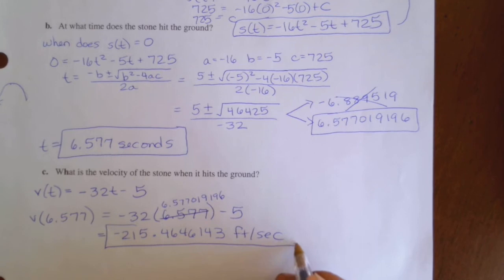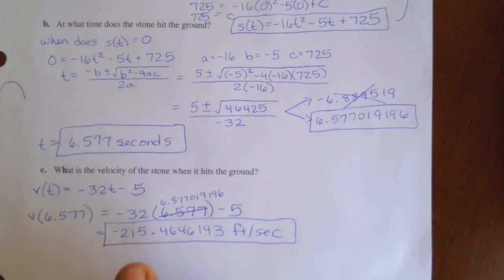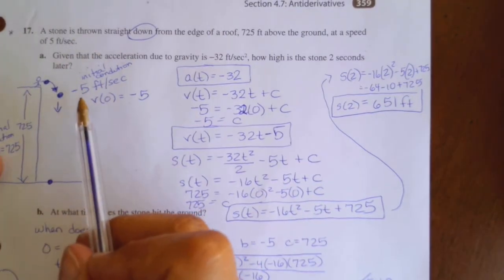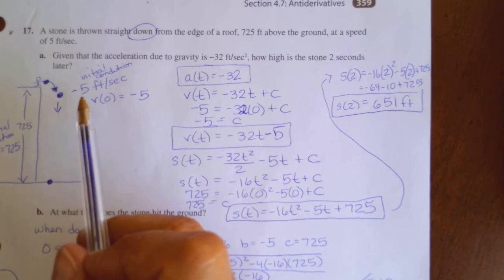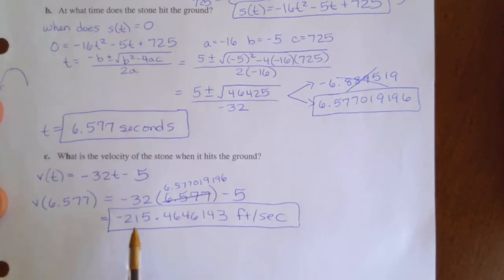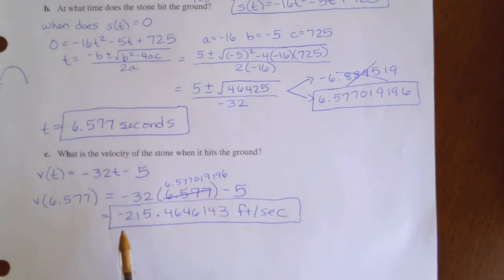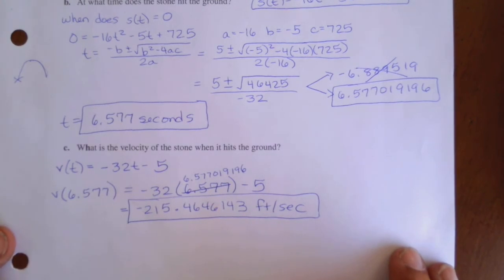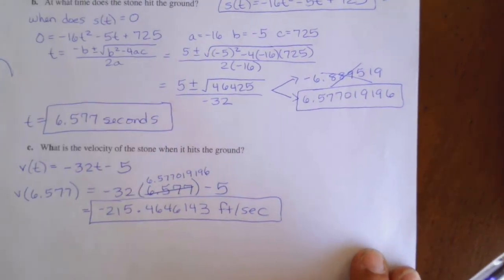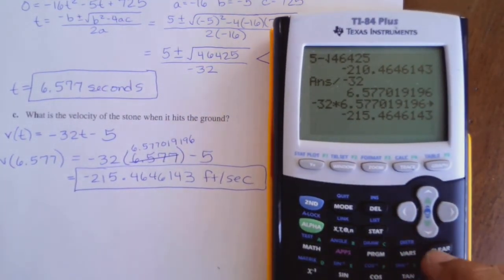Okay? Now, negative 215.4646143 feet per second. Remember when this person threw it off of the roof, it was just going negative 5 feet per second. Now, only after 6 seconds, it's already up to this. So I want you to understand how fast this thing is moving, okay? So we're going to do a quick conversion on the calculator just to kind of let you wrap your head around that, because this is important, at least just in real life, why this matters.